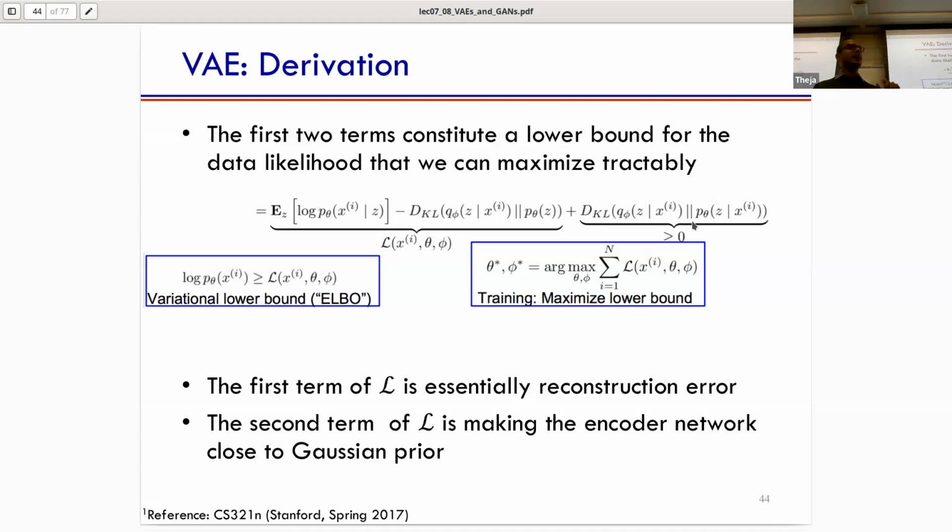Similarly, for VAEs, instead of maximizing likelihood, we're maximizing an evidence lower bound, which is basically some reconstruction error plus some loss in the latent space.